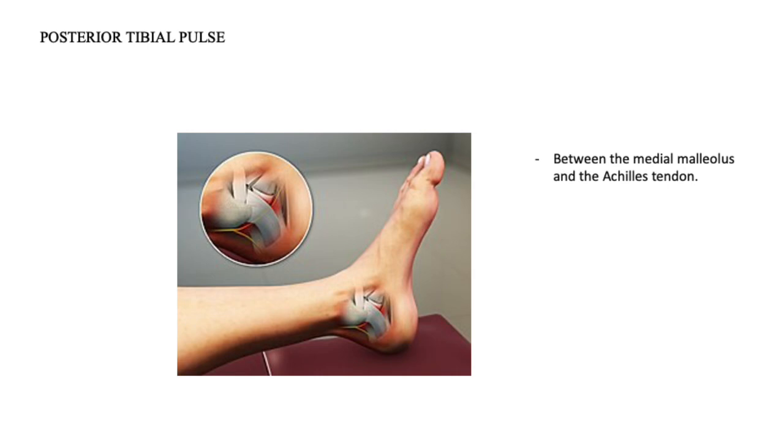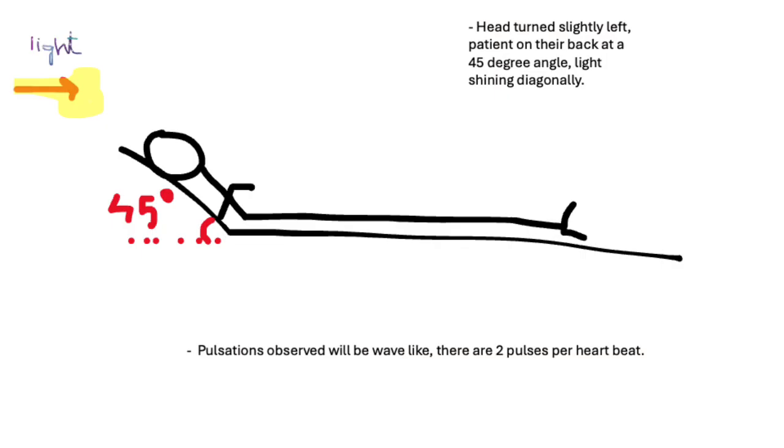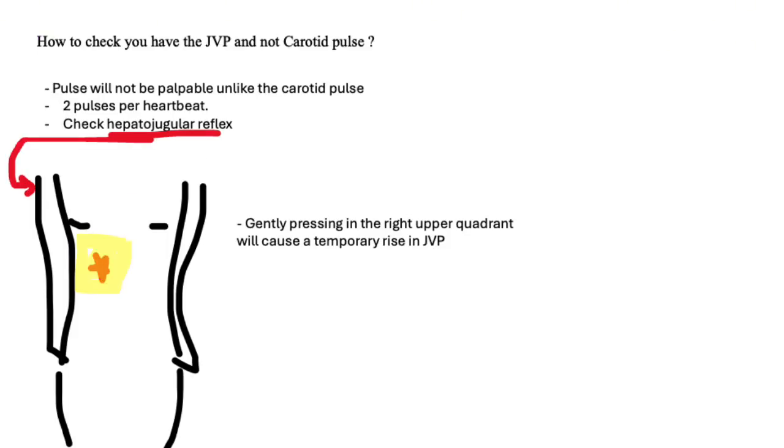Next, we assess the jugular venous pressure, or JVP. This gives an estimate of right atrial pressure. Position the patient at a 45-degree angle. Ask them to turn their head slightly to the left and shine a light diagonally across the neck. You're looking for a double, wave-like pulsation. The JVP is not palpable. It has 2 peaks per heartbeat, and it changes with breathing and position.